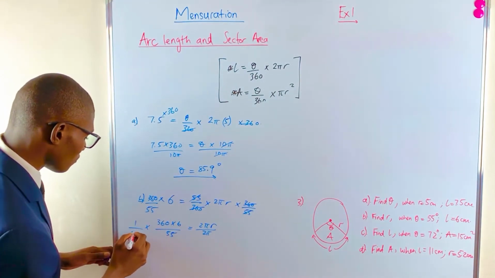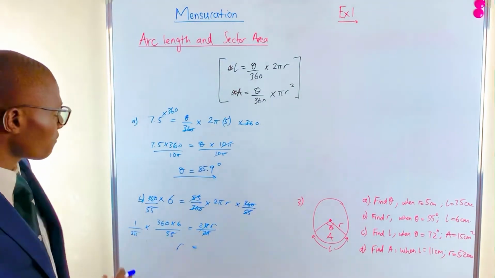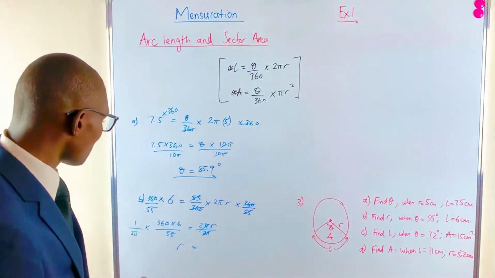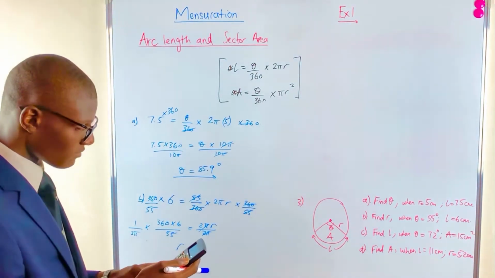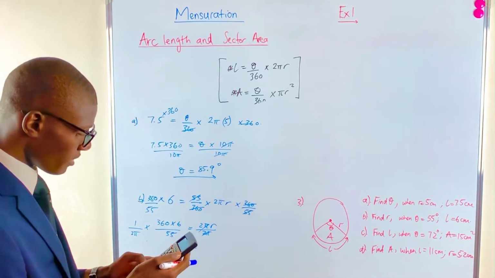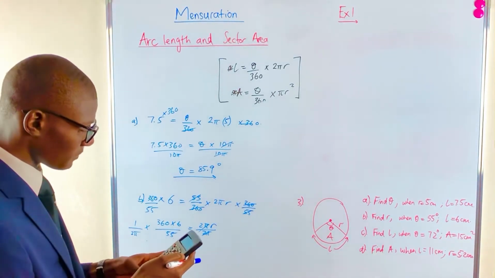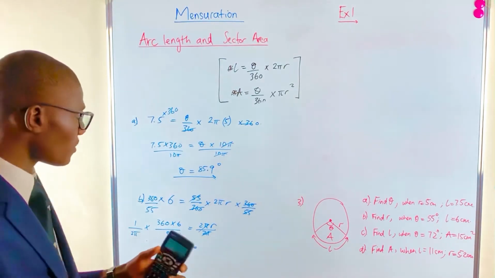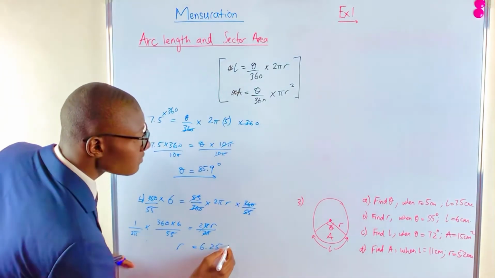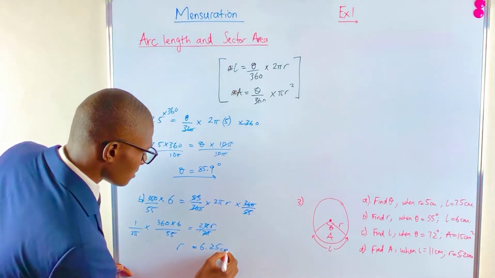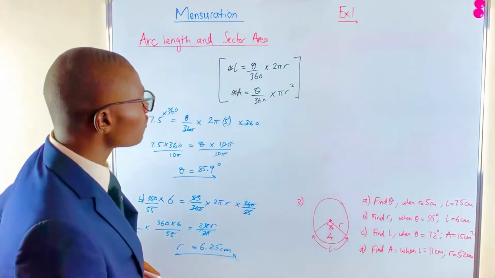So, such that the radius would be equal to 360 times 6 over 2 pi times 55. So 360 times 6 divided by 2 pi times 55. So we get an answer of 6.25 centimeters. Yes. So this would be the radius. Now let's move on to look at part C.